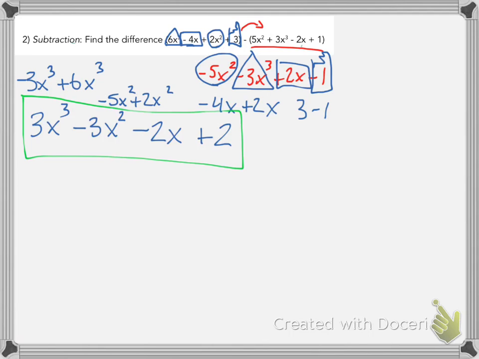Alright, and then once again you're going to write it in decreasing order. So the cubed term came first, then the squared, then the x to the first power, and the constant always comes last. And that is it for this section.